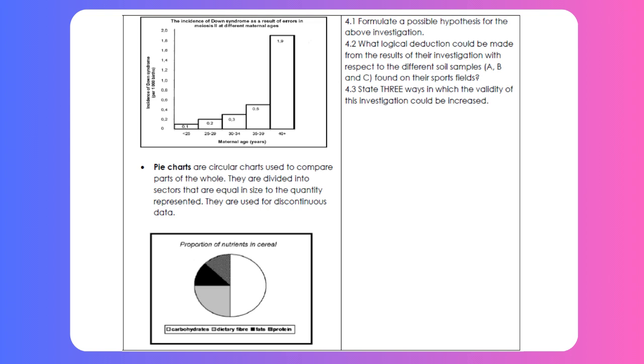4.1 Formulate a possible hypothesis for the above investigation. 4.2 What logical deduction could be made from the results of their investigation with respect to the different soil samples, A, B and C, found on their sports fields? 4.3 State 3 ways in which the validity of this investigation could be increased.